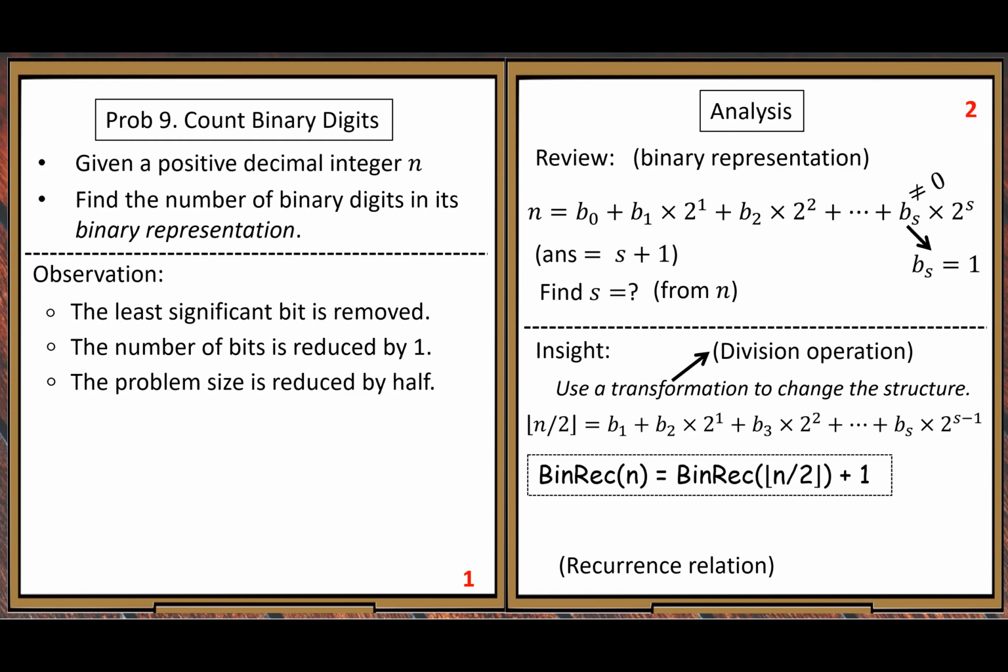Now, we reduce the size to n over 2 with the floor function, because n over 2 may not be an integer, so we have to use the floor function. Then we call the same function to get the number of bits here, but we know the difference is 1. So we need to fix the gap. Adding 1, we fix the gap. So we have the whole recurrence relation.